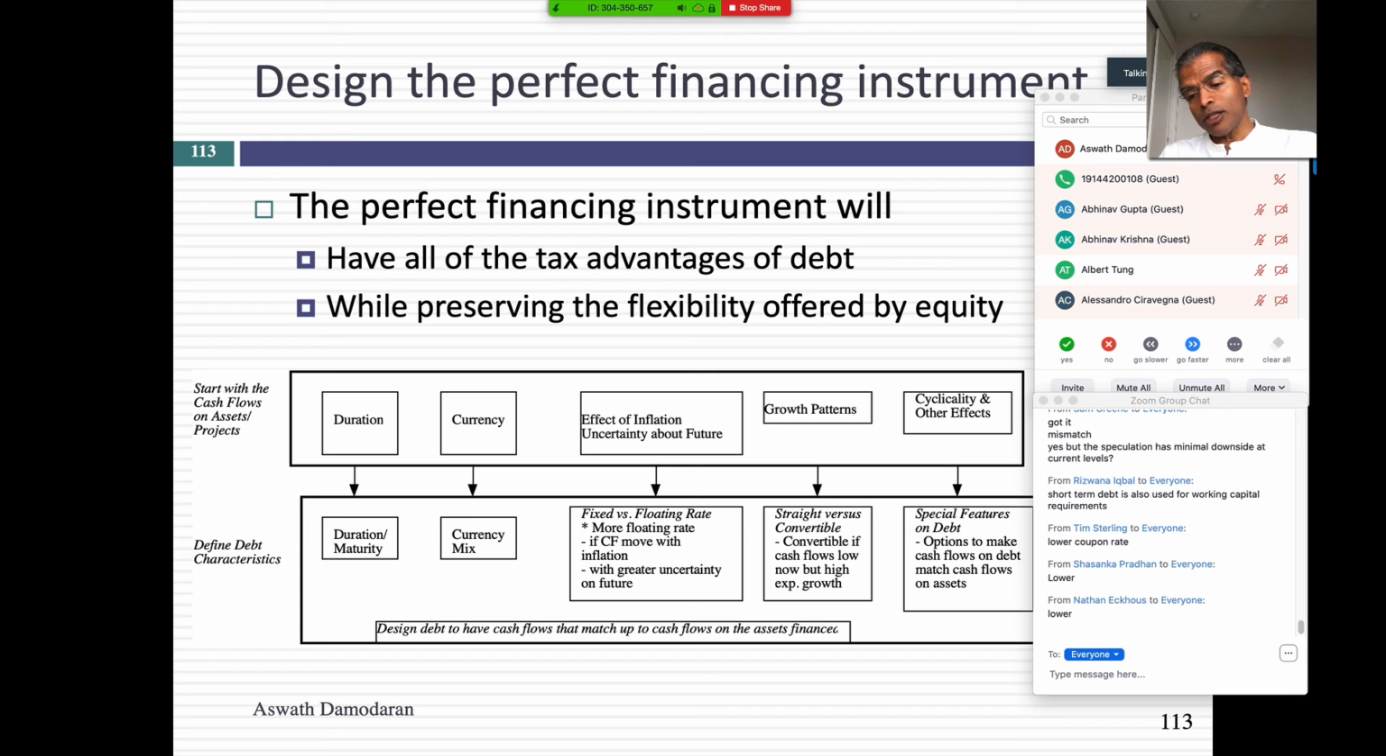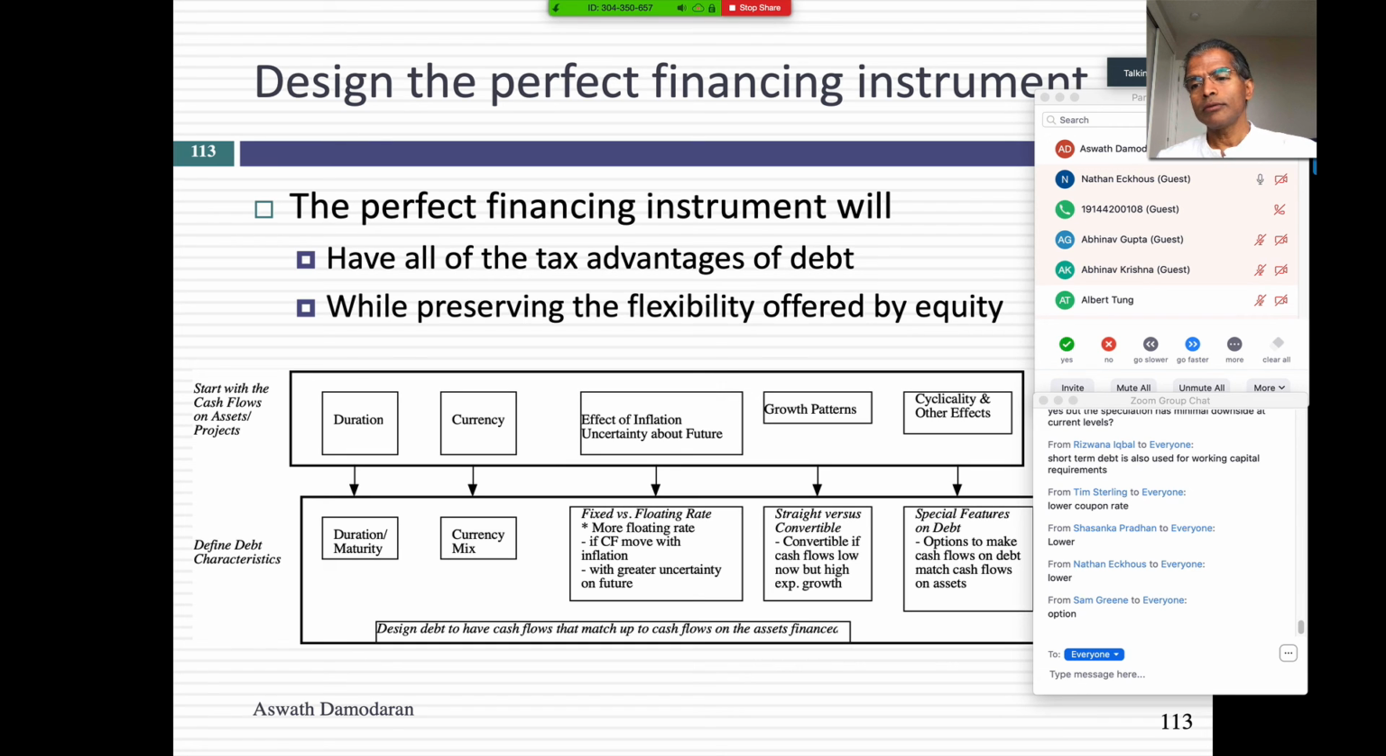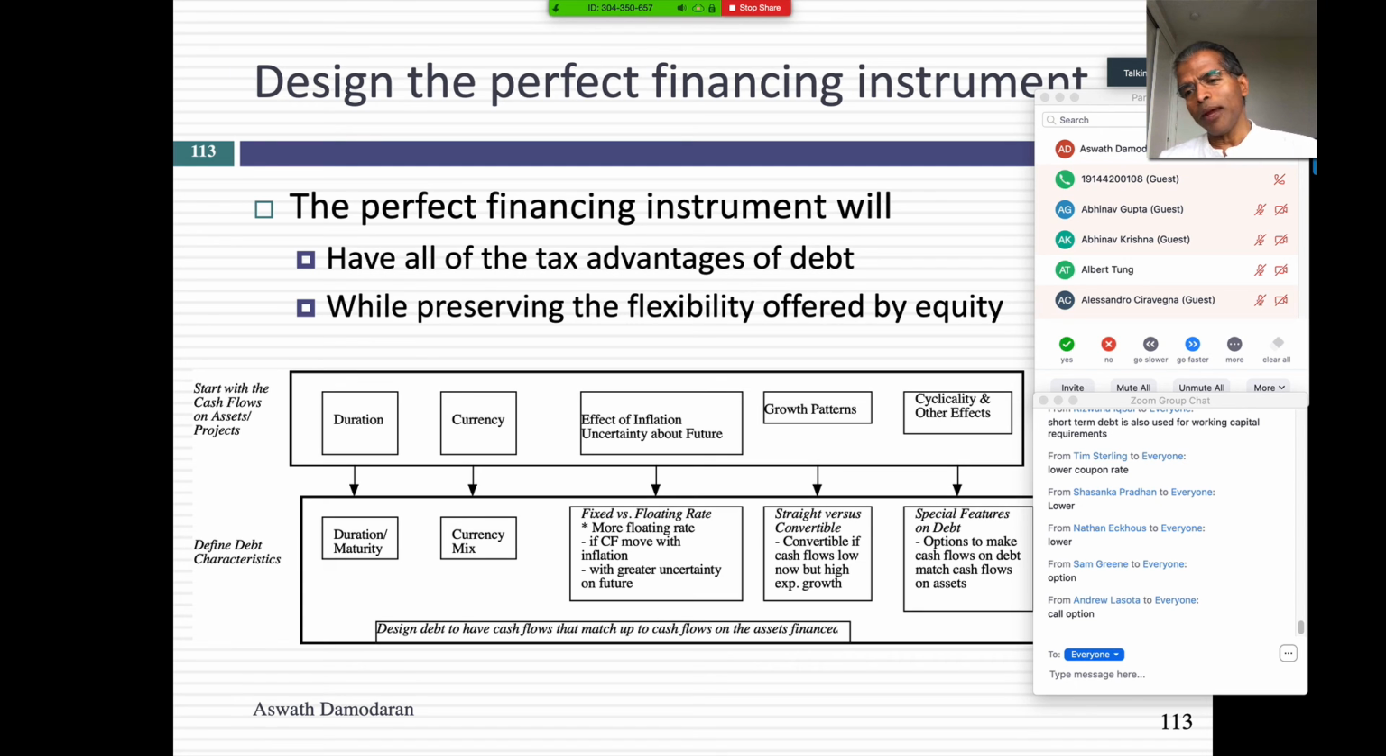It's going to be much lower. And Nathan, why is it going to be much lower? Because you're getting the value and the option to convert. Exactly. You're buying a convertible bond, you're getting a conversion option. So when you issue convertible debt, your coupon payments tend to be much lower.